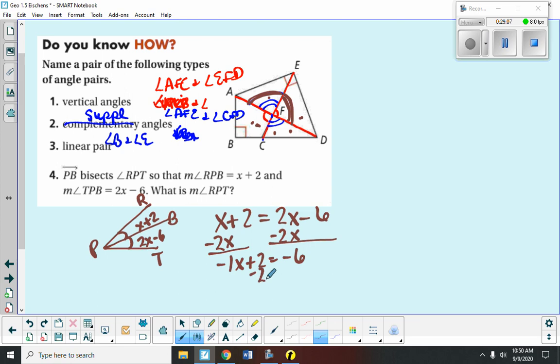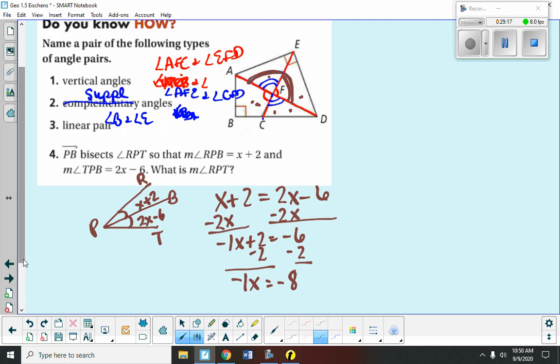And then we subtract 2. So negative 1x equals negative 6, and negative 2 would be a negative 8. And then we divide both sides by a negative 1. So x equals 8. And then what we're going to do is substitute back in. So 8 plus 2 is 10, and 2 times 8 is 16, minus 6, and that equals 10. So the measurement of angle RPT would equal 10 plus 10, which is 20 degrees.